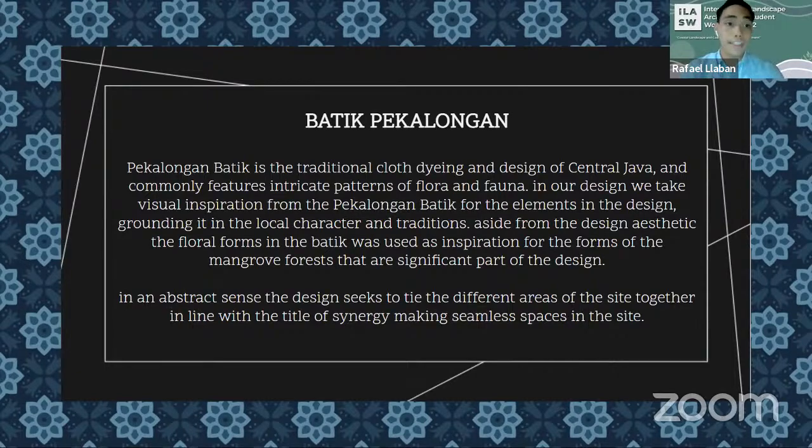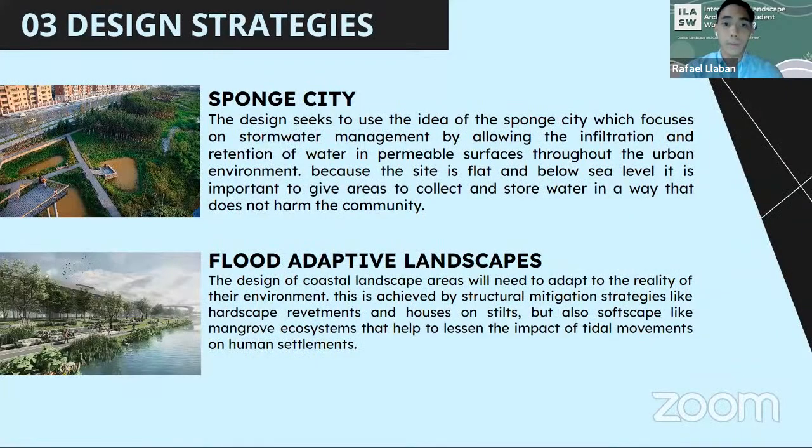For our strategies, we take upon this concept of the sponge city, as mentioned earlier by the other groups, which is essentially a stormwater management principle that allows for the infiltration and retention of water in permeable surfaces in the urban environment. And next is flood adaptive landscapes. We cannot change that this is the natural condition of the site. However, we can adapt local practices to this reality.